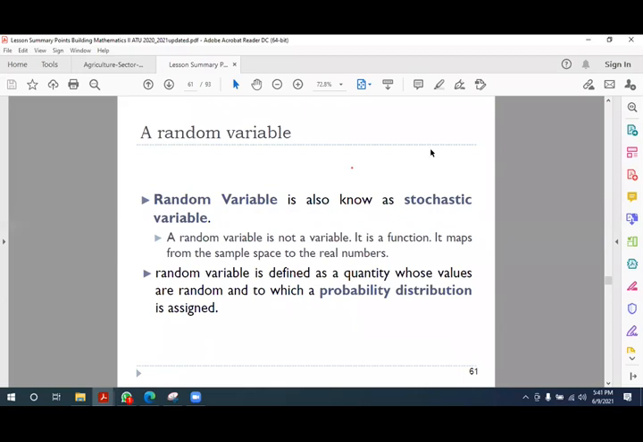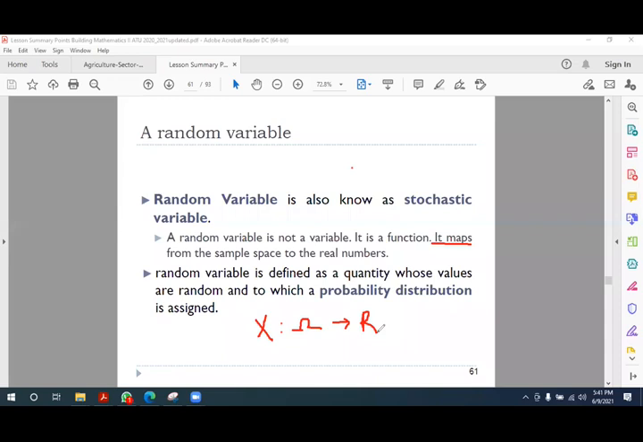Yes, this is the second function I wanted to talk about. We are saying that a random variable is simply a function which maps elements in the sample space to real numbers. So it's a function that maps elements in the sample space to a real number value.